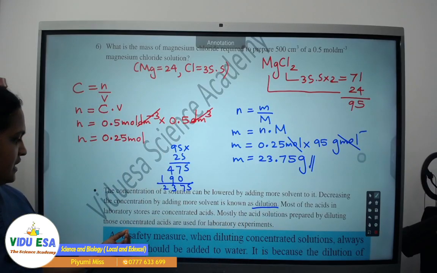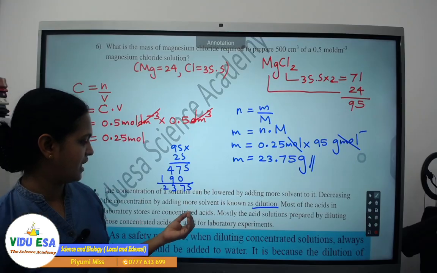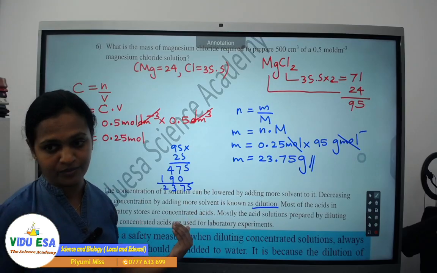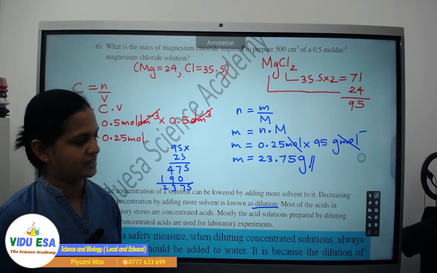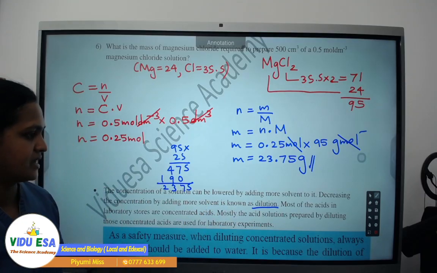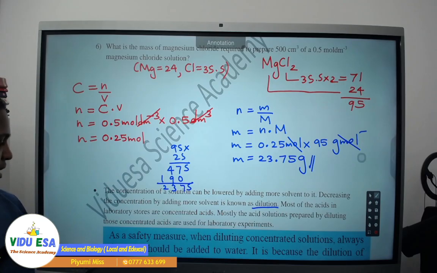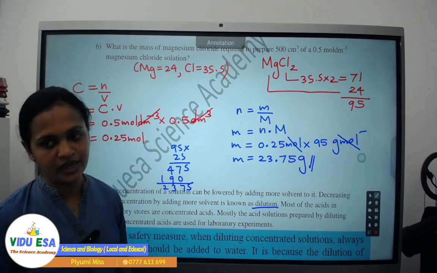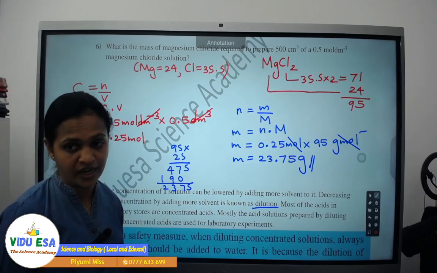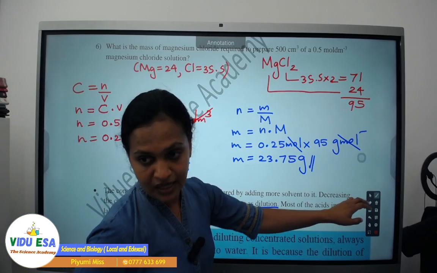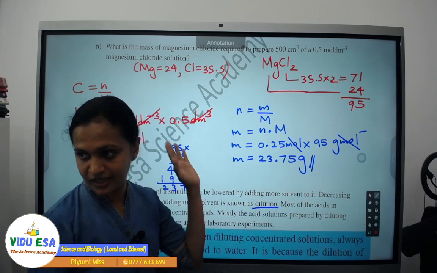Most of the acids in the laboratory stores are concentrated. We said the other day how to dilute an acid. Mostly the acid solutions prepared by diluting those concentrated acids are used for laboratory experiments. We use dilute acids for most of the laboratory experiments. Right?